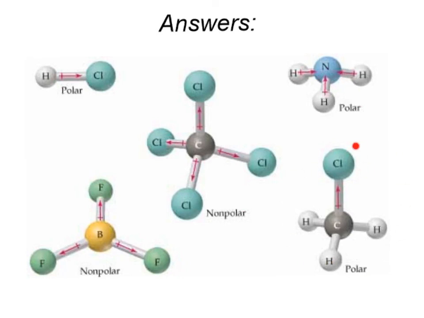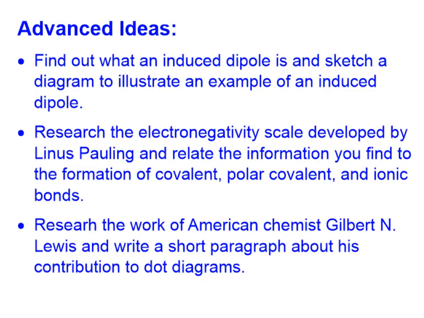We have the chlorine that is much more strongly attracting the electrons in one particular direction. Advanced ideas. Find out what an induced dipole is. Sketch a diagram to illustrate an example of an induced dipole. Research electronegativity scale developed by Linus Pauling. What is that? Can you relate that to the information of covalent, polar covalent, and ionic bonds?